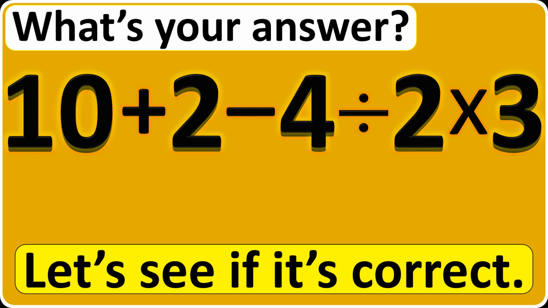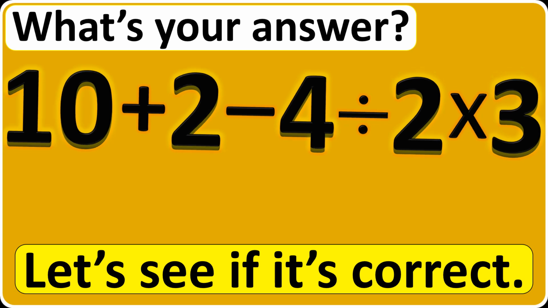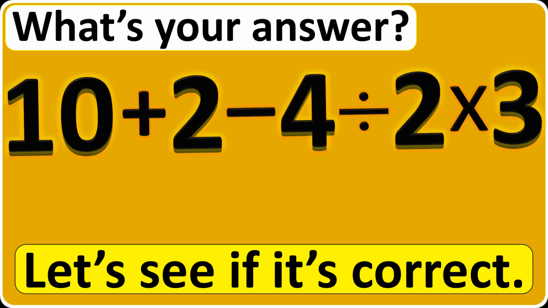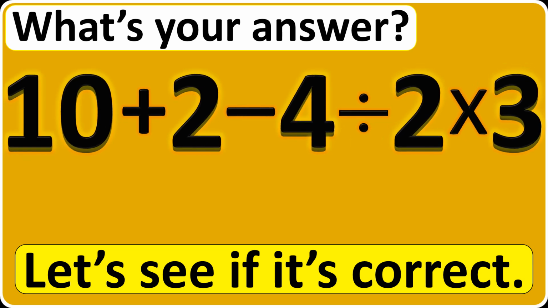Could you try to solve this expression? 10 plus 2 minus 4 divided by 2 multiplied by 3. And let's see if your answer is correct. I'll give you 10 seconds. Timer starts now.